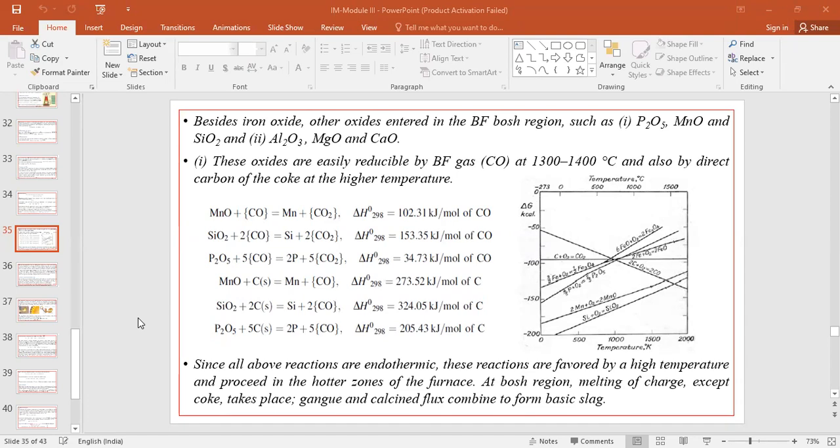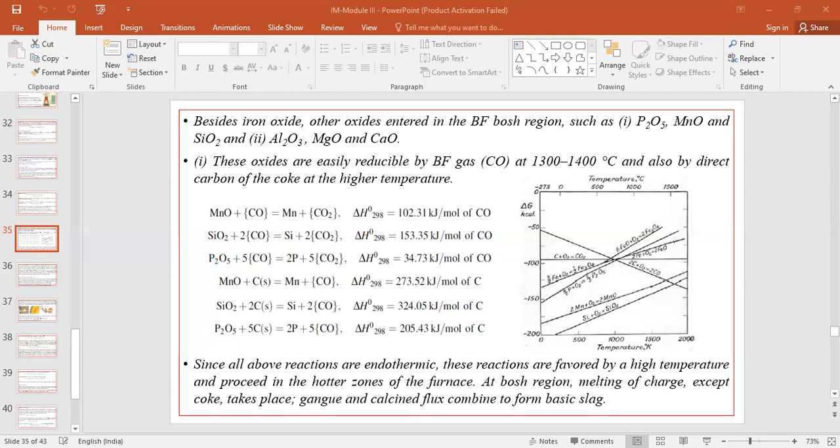Right? So besides these iron oxides, the other oxides also enter into the blast furnace bosh region, such as P2O5, then MnO, SiO2. These all come from the ore, and along with that, we also have CaO as well as MgO, which come from the fluxes. So these oxides are easily reduced by the reducing gas, that is carbon monoxide, at high temperatures, both in the direct as well as the indirect form.